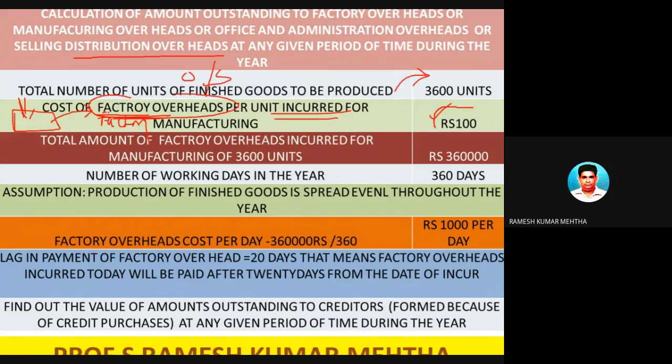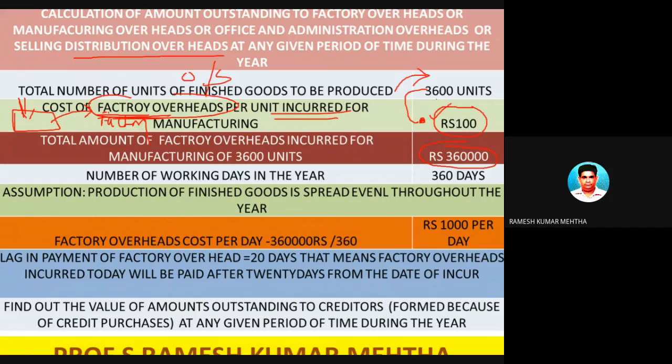So I'm assuming that per unit the factory overheads is 100 rupees. So the total cost of factory overheads incurred to manufacture 3600 units is 3,60,000, because to manufacture 1 unit it is costing 100 rupees, sorry. To manufacture 3600 it will cost 3,60,000.